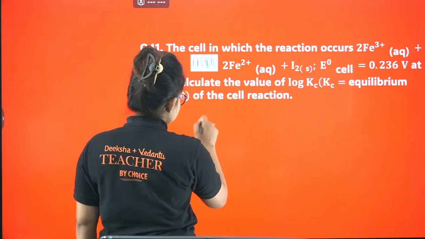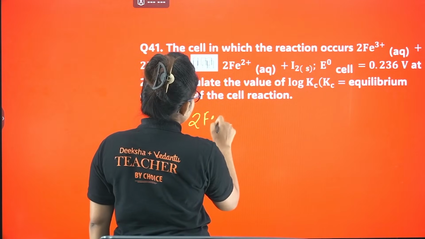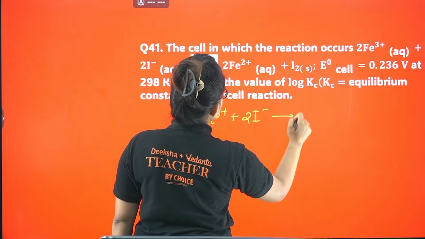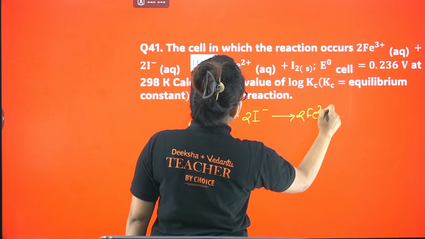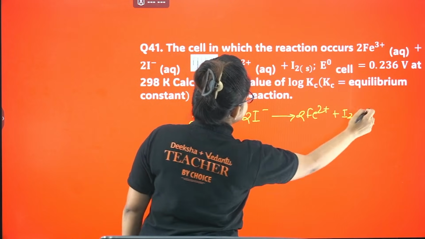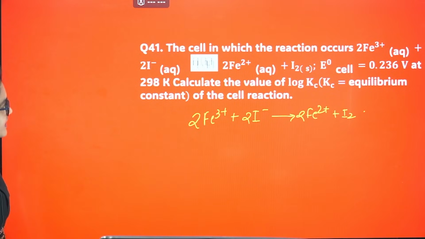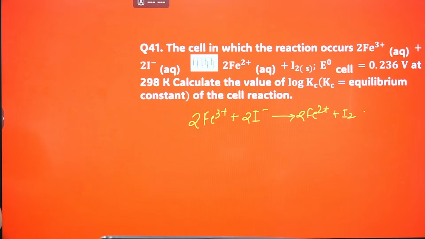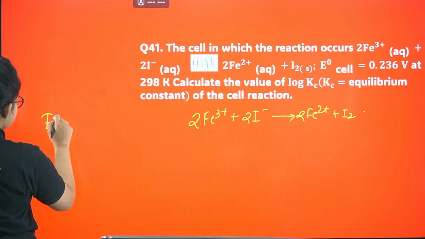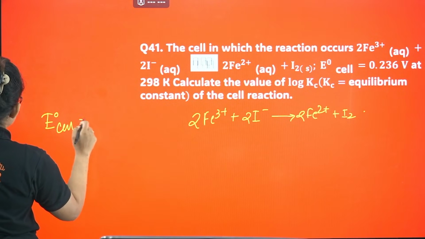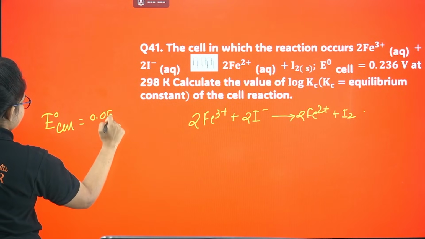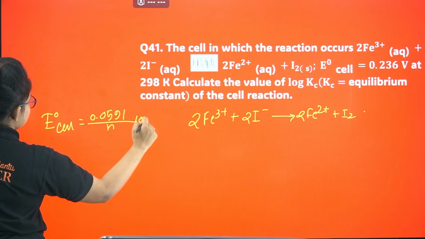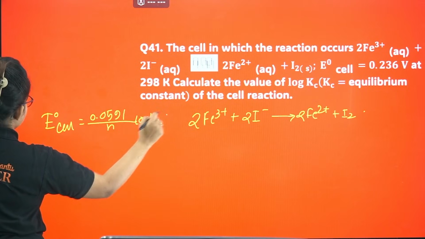Next question. Here you can see the cell in which the reaction occurs. Okay, let me just write it down for you. 2Fe3+ plus 2I- will give you 2Fe2+ plus I2. This is the reaction. E0 value is given. Calculate log Kc. Fine. Let's do it. We can use directly the formula. E0 cell is basically equal to 0.0591 by n into log Kc, right?